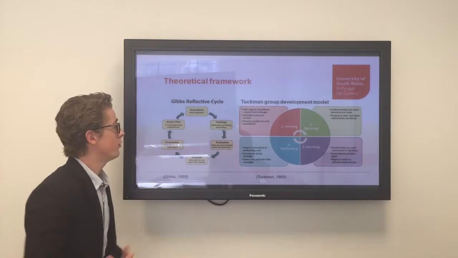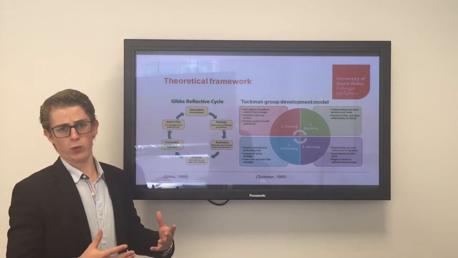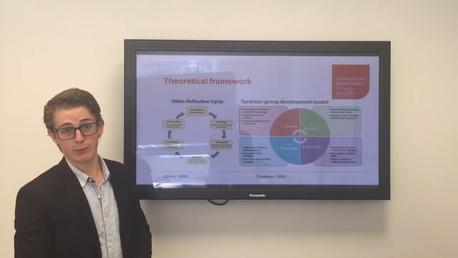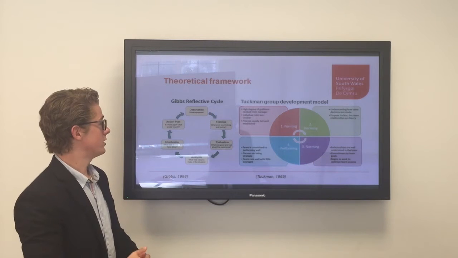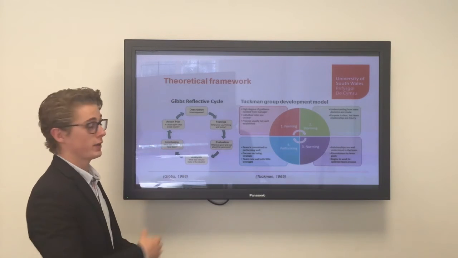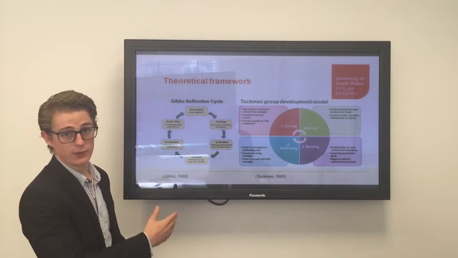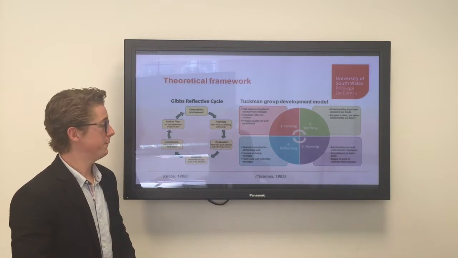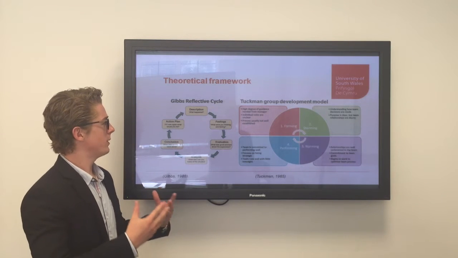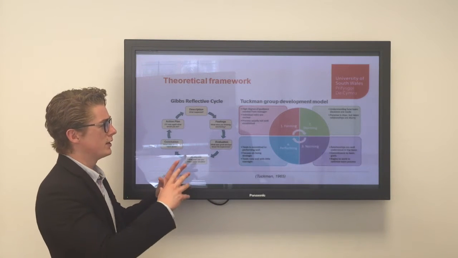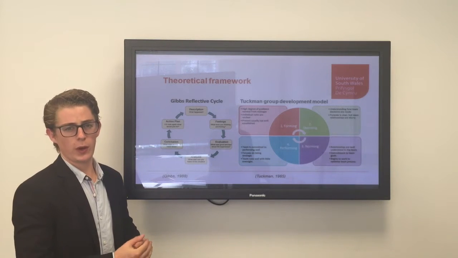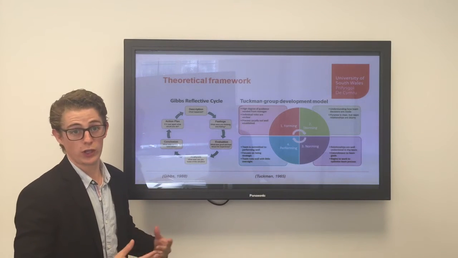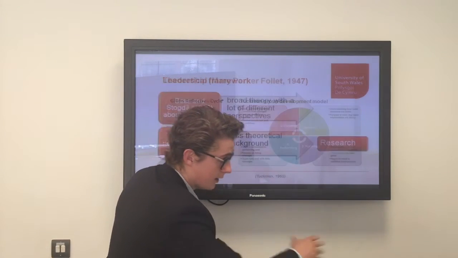Now, first of all, we designed a theoretical framework for this reflective presentation, starting with the Gibbs reflective cycle. As you can see, it's a reflective cycle starting with description, feelings, evaluation, analysis, conclusion, and last but not least, an action plan. And to explain this reflective cycle, we use Tuckman's group development model to show how we grow in our group process. Now, leadership.